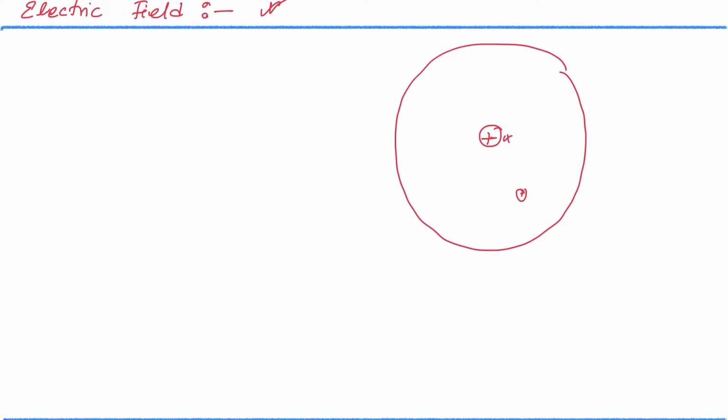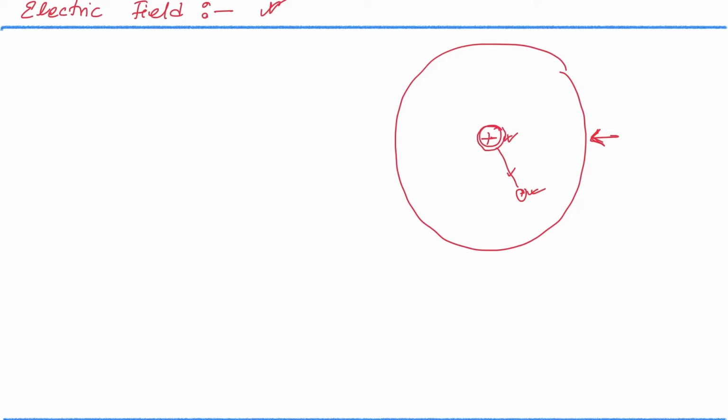So what do you mean by electric field? Suppose we have a charge here, maybe it is positive or negative. So let us take it as positive here. There must be a certain region in which, if you keep another charge, this charge due to which this field exists can exert force on the other charge in this field. So that is the electric field in this region.